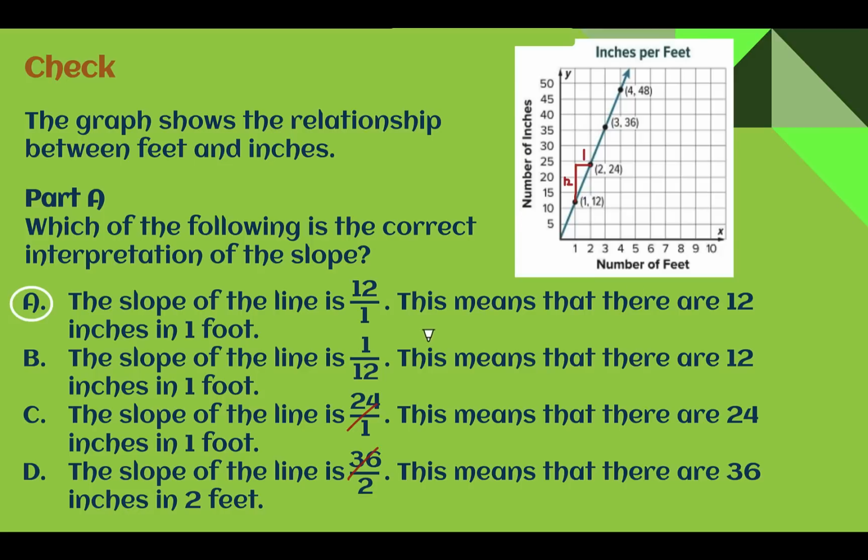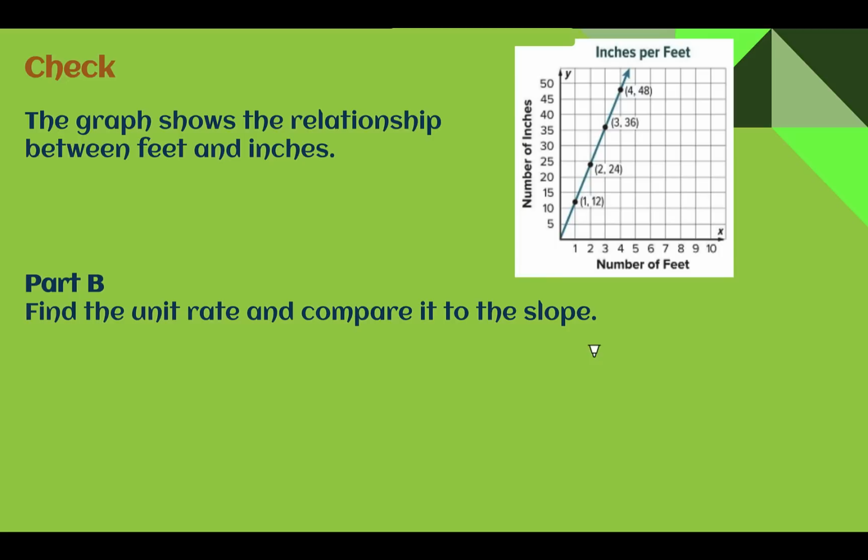So we have to pick the one that's shown correctly. The vertical change going up and down should be on top. 12 should be on top, which is A. For part B, comparing the unit rate and the slope. For the unit rate, we can just take one of the points, so 24, and then divide that by 2, so it's still y divided by x. 24 divided by 2 is 12.